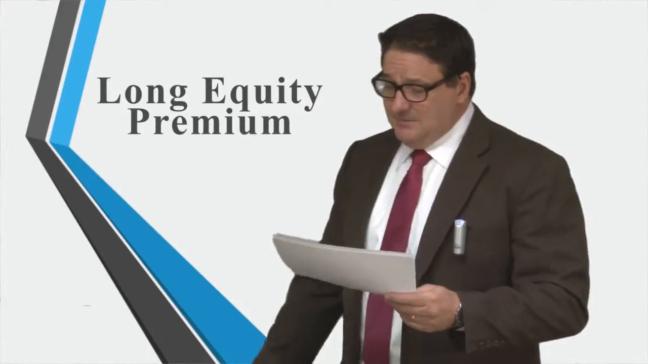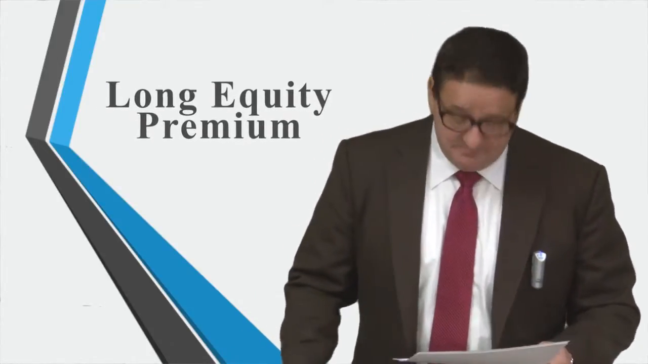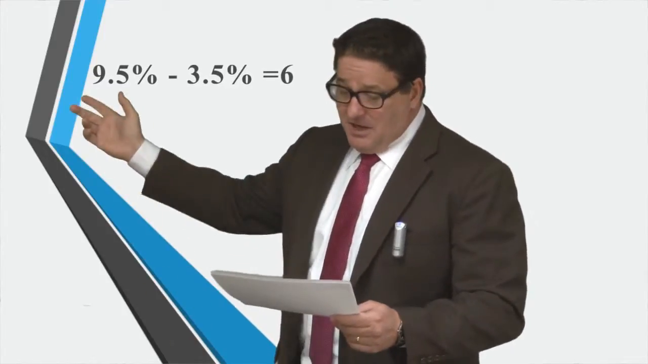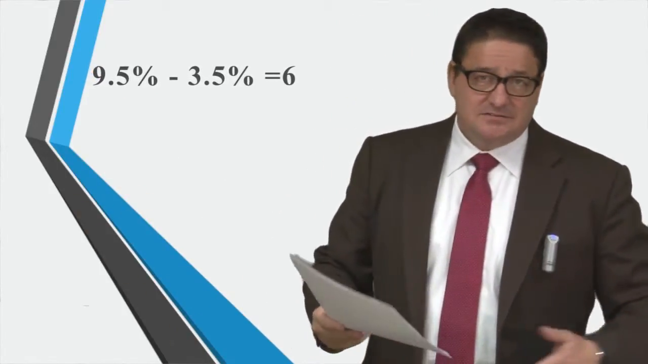We also know that long-term stocks have paid out about 9.5%, which is called the long-term equity premium. And if you subtract the 3.5% from the 9.5%, you get 6. So we're building this up. That's why we call it the build-up method.